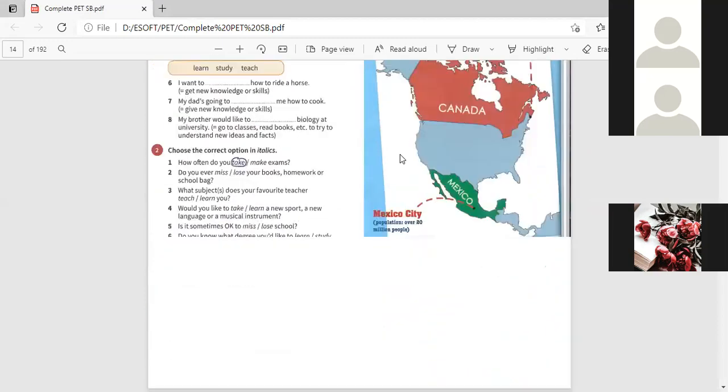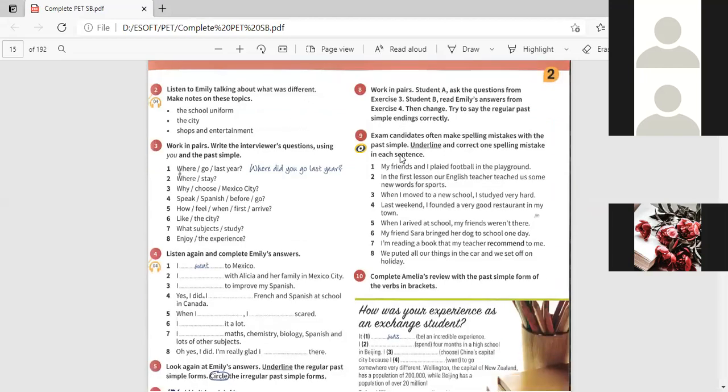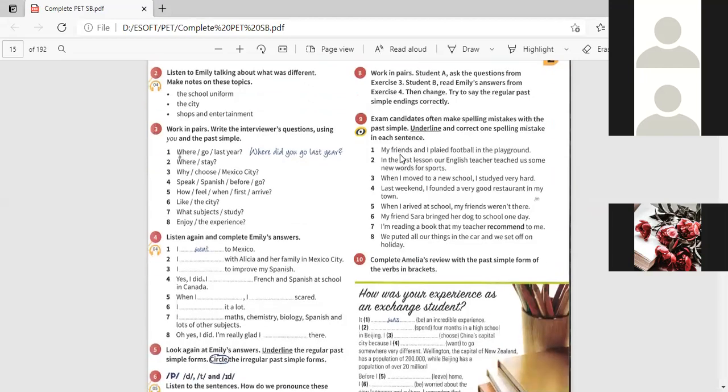Now come to page number 19. Come to page number 19, third one. Can you see? You have the words here. You need to ask the question using you and the past simple. Okay, where go last year? You need to use the subject you and past simple. Where did you go last year? Shall we do it now?